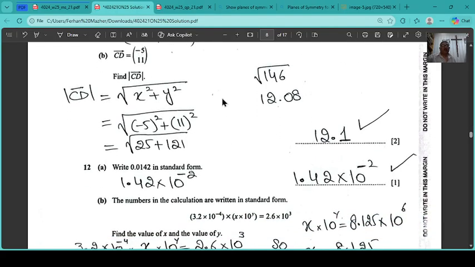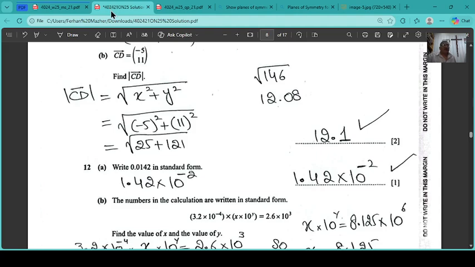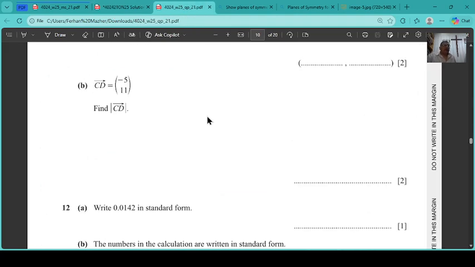So if you want to find out the magnitude of the CD vector, it will be the square root of minus 5 squared plus 11 squared, so you will have 25 plus 121, and the square root of 146, and that will be 12.1. So 12.1 is the right answer, sir. So we are done with question number 11.